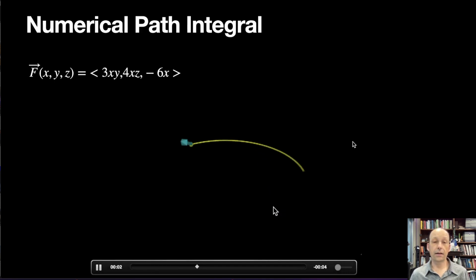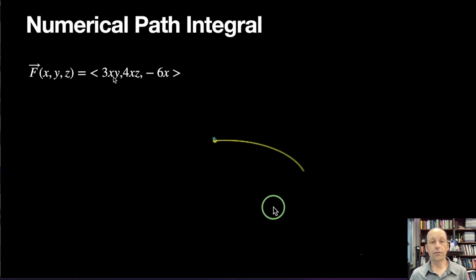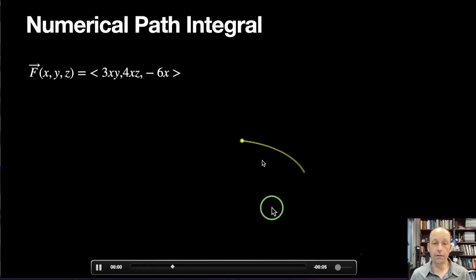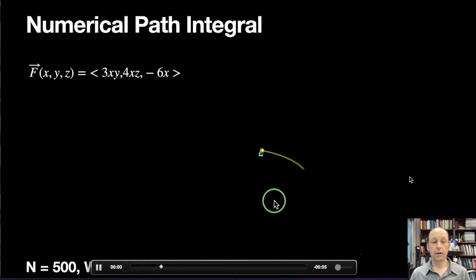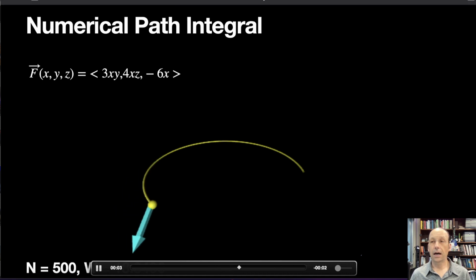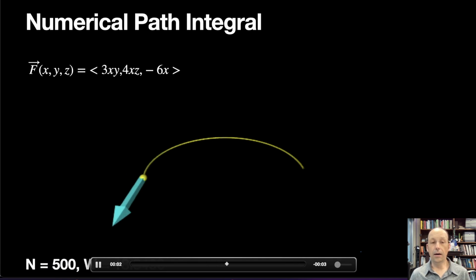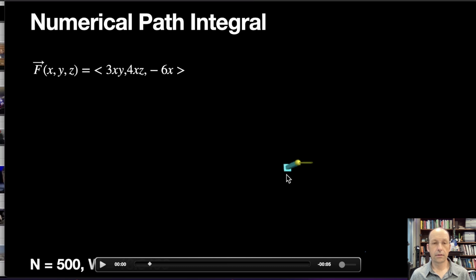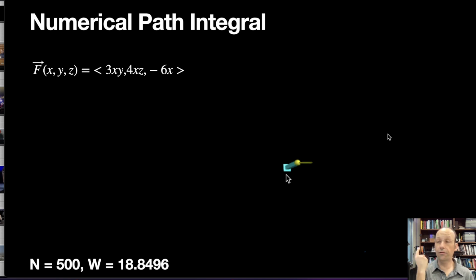So here's what that looks like. This is running on Python. I'm using this vector field, 3xy, 4xz, minus 6x. And as it moves around, I'm showing you the value of the vector field f. And it goes around a complete circle like that, and I can calculate the work. In this case, you can't see it because I'm a poor planner. I thought I'd do something cool. There you go. So the work is, let's see, show me the work. It's 18.8496. And that's 500 step pieces. Okay, I need to move this over here.